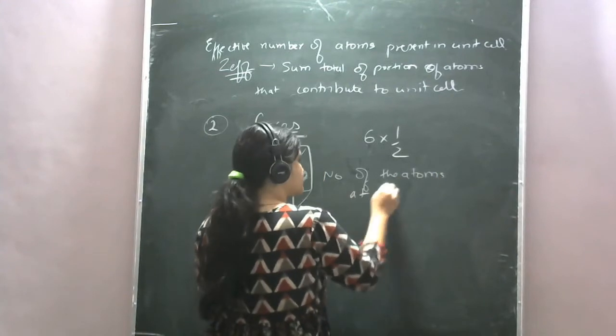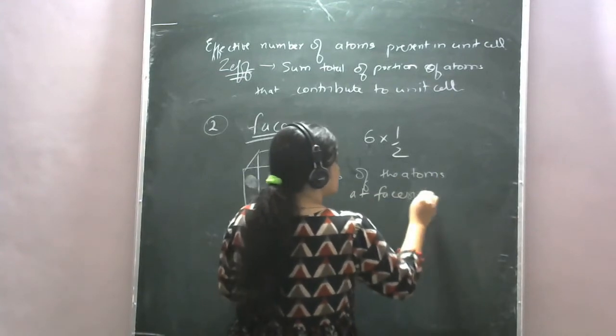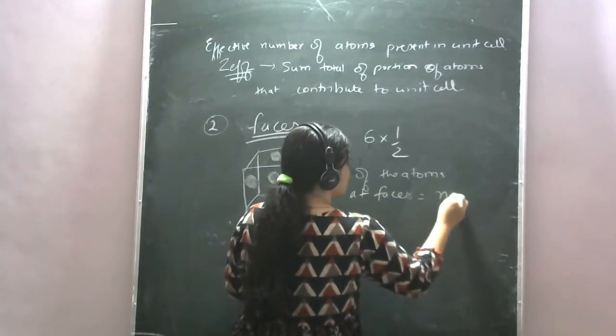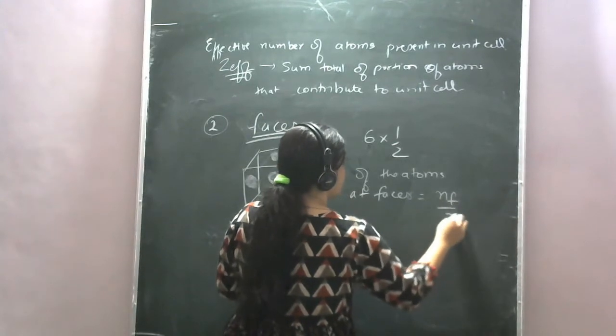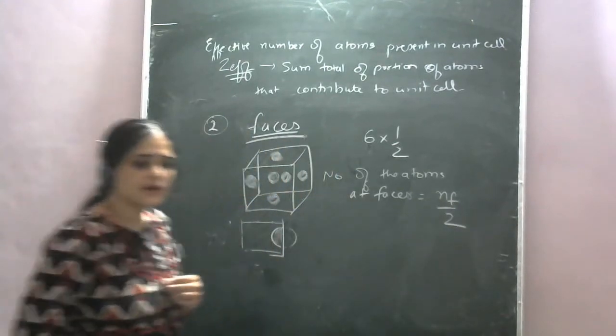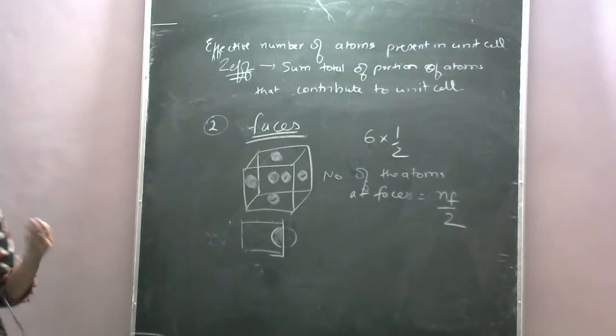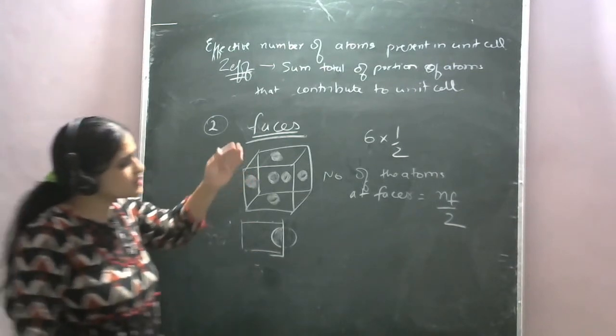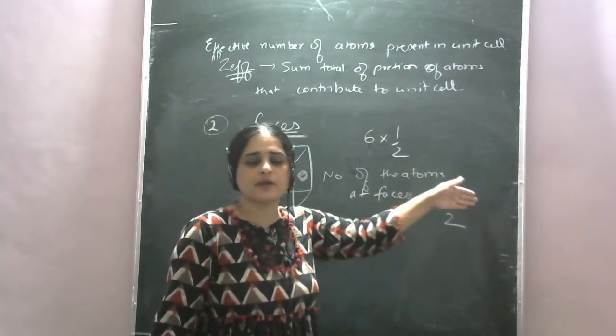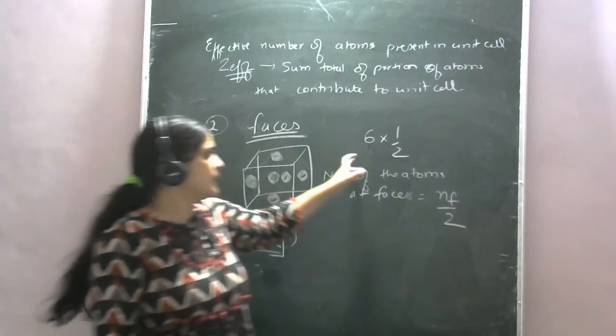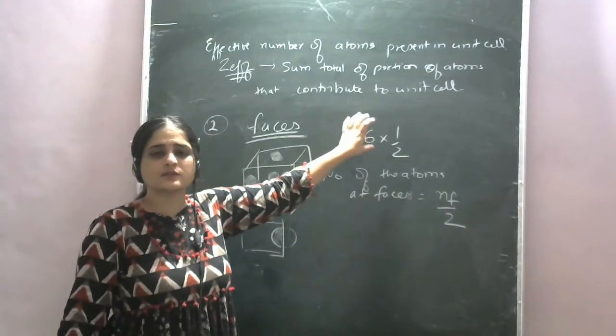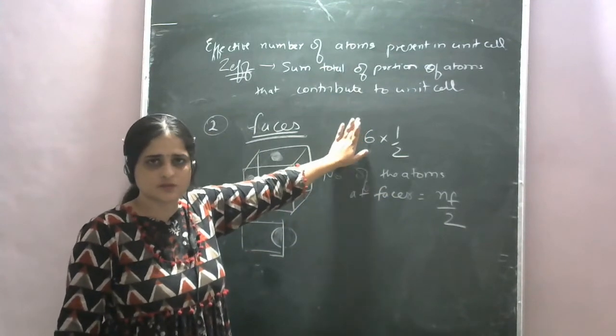The number of atoms at the faces will be given by the formula NF by 2, right? Meaning when you have to calculate the number of atoms which are present at the faces, the formula will be NF by 2, where I have taken here that there are 6 faces, so I have taken all 6 faces, right?